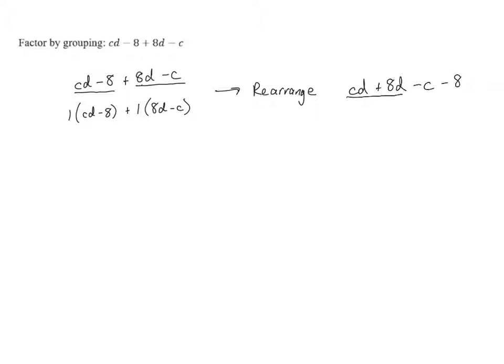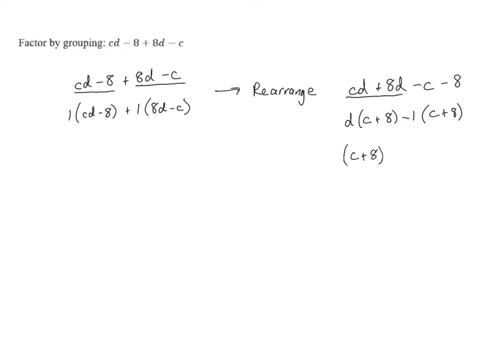In the first group, CD plus 8D, both of those have D in common. So I'm going to pull out the D, and that leaves us with leftovers C plus 8. Now in the second group, C and 8 don't have anything in common except 1, but we want to pull out a negative 1. We need to pull out the negative so that the leftovers end up positive, C plus 8. When we do that, we notice that we have the same thing in each set of parentheses, so this method works. We pull that out as our GCF.